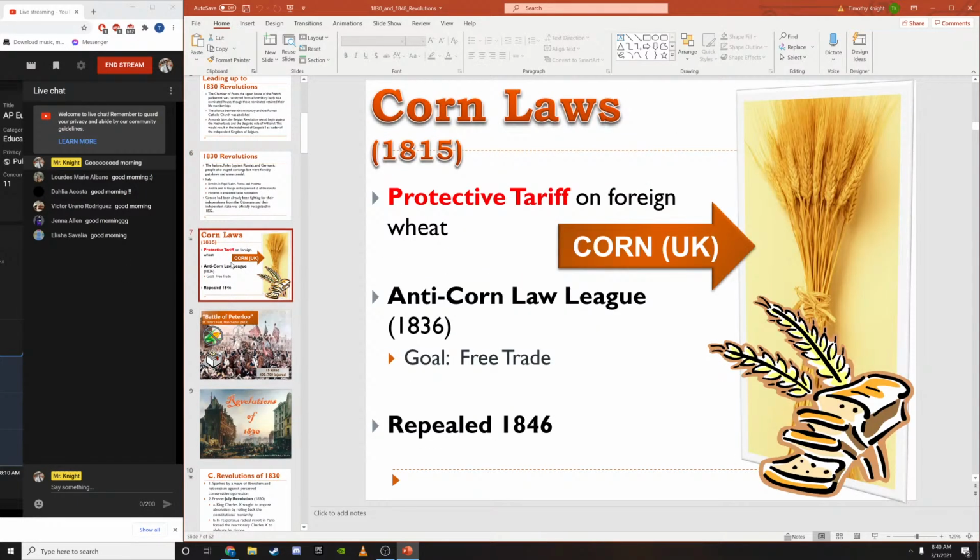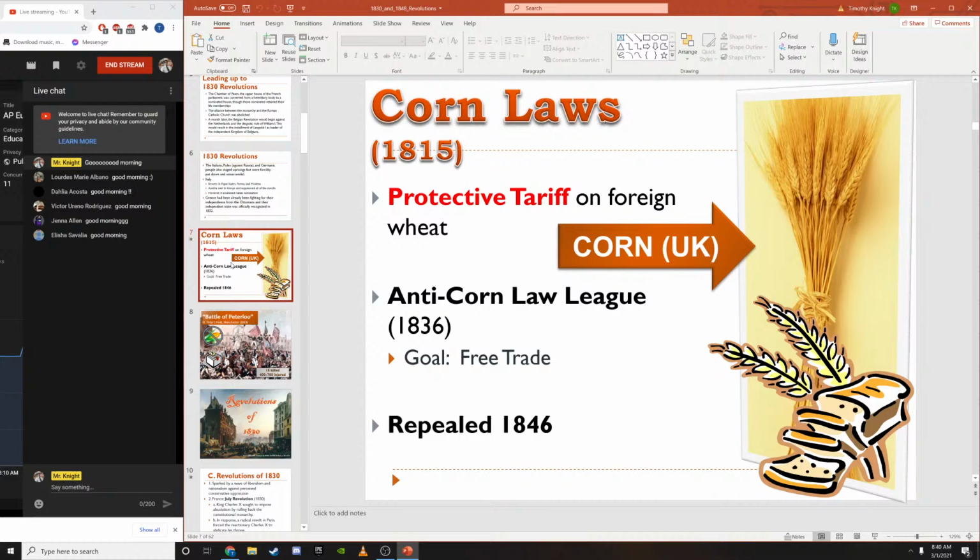Let's just really quickly remind you about the Corn Laws. Remember that the Corn Laws were a protective tariff on British grain, okay, where all foreign grain that came from outside Britain was taxed. And then the Anti-Corn Law League was against the Corn Laws. They wanted to get them repealed, and their goal was free trade.